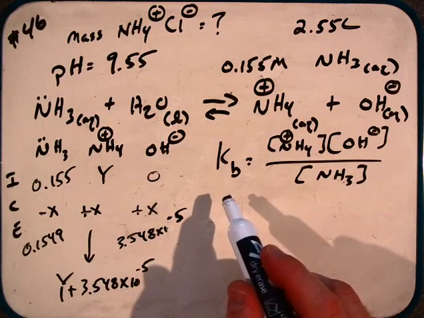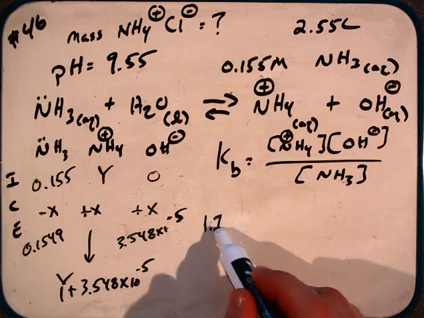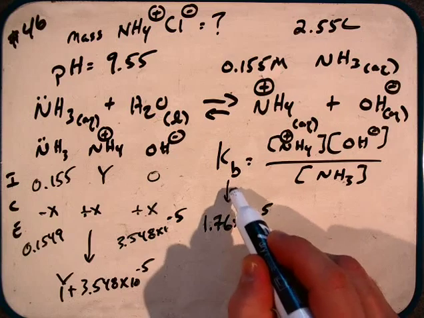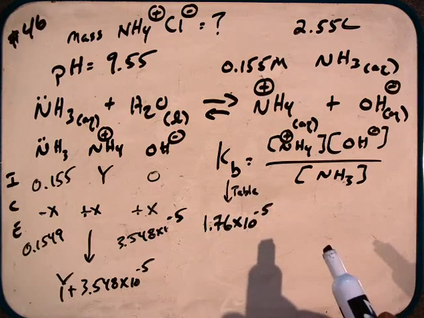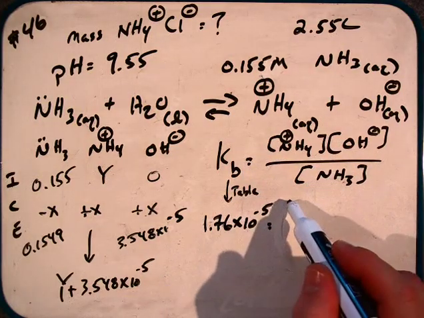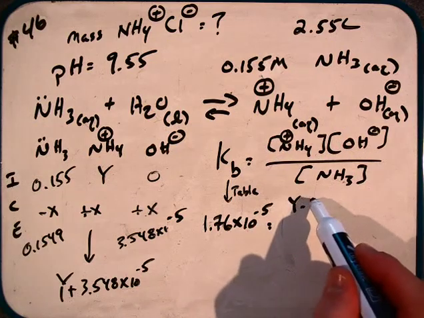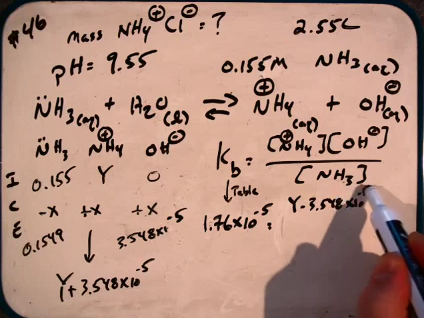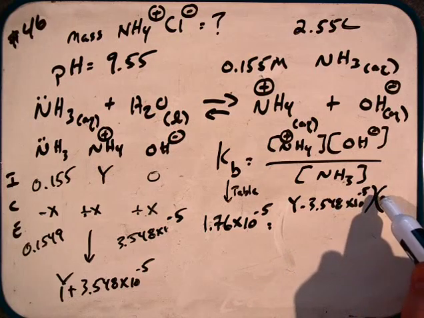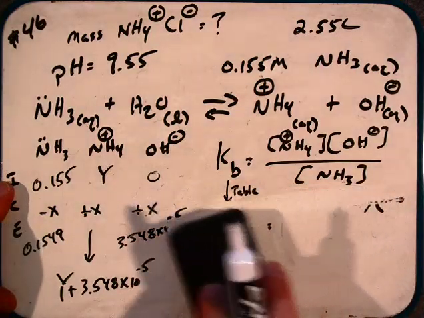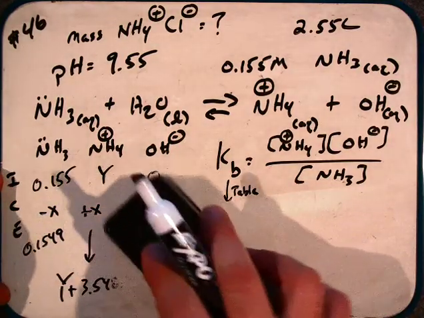Our Kb, if we go to our table, is 1.76 times 10 to the negative fifth. That's from the table, so we have to have that value. That's going to be equal to y minus, sorry, I'm running out of room here. Let's start that again and make a little bit more room. I'm going to have to erase this ICE table.